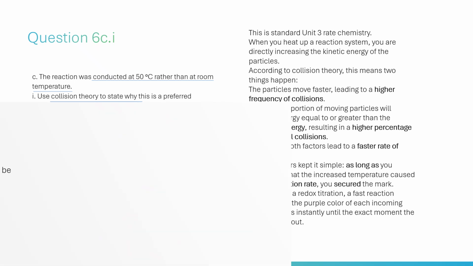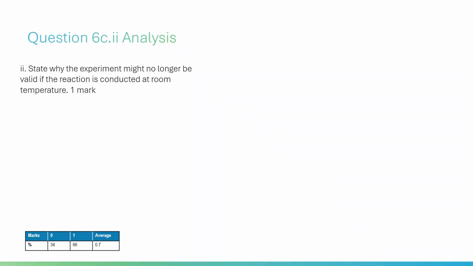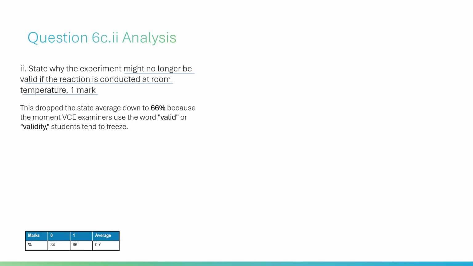Now let's look at Part 2, which reads, "State why the experiment might no longer be valid if the reaction is conducted at room temperature." This dropped the state average down to 66%, because the moment VCE examiners use the word valid, or validity, students tend to freeze. They forget what validity actually means in a scientific investigation.